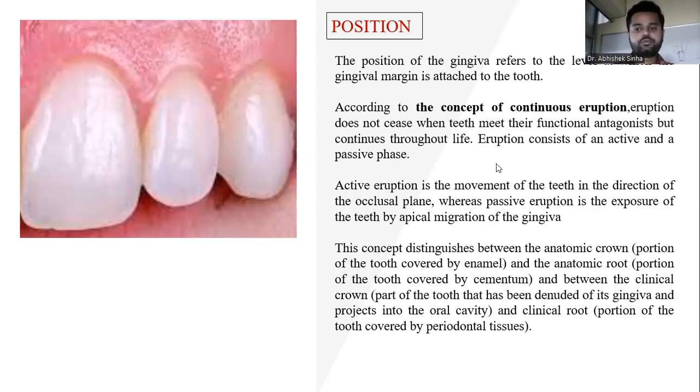So anatomic crown is the portion of the tooth which is covered by enamel. That is your anatomic crown. Anatomic root is the portion of the tooth covered by cementum. Clinical crown is the part of the tooth that has been denuded of its gingiva and projects into the oral cavity. So what you see here is a clinical crown, but the anatomic crown will extend below this because it is covered by enamel. Clinical root is the portion of the tooth covered by periodontal tissues.